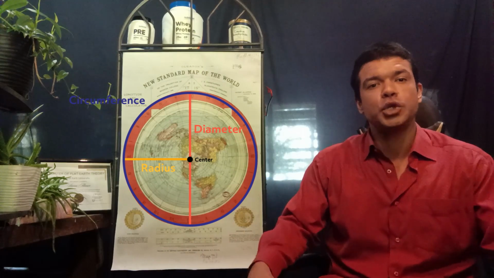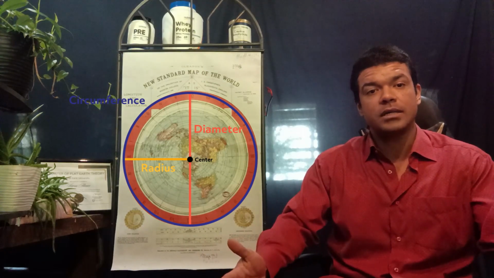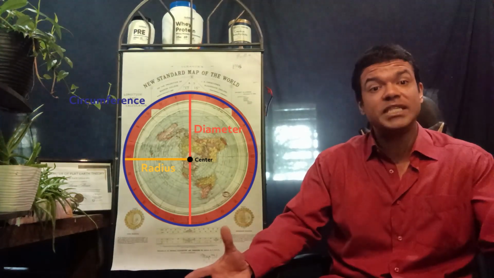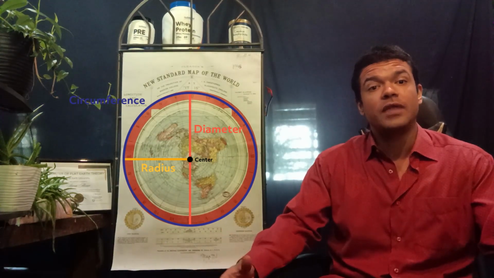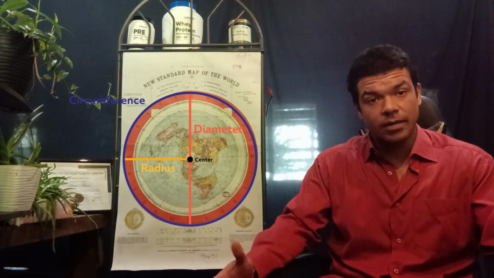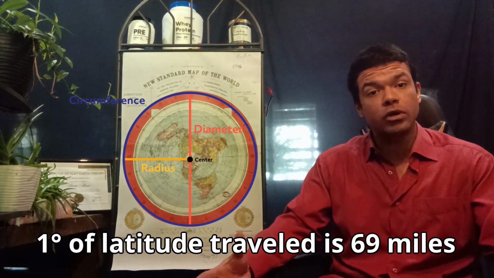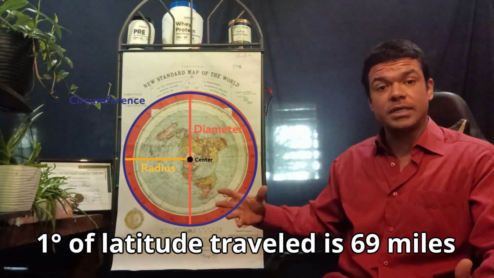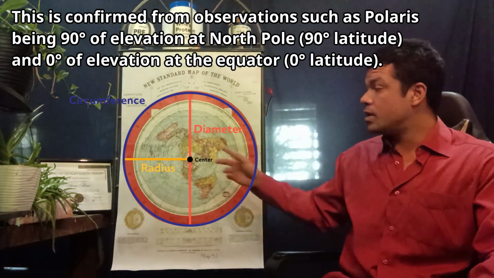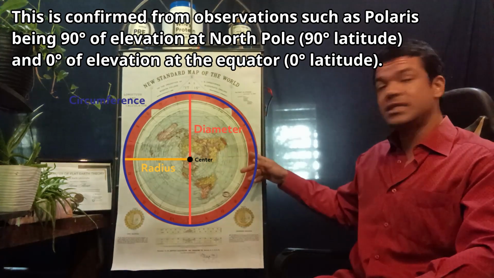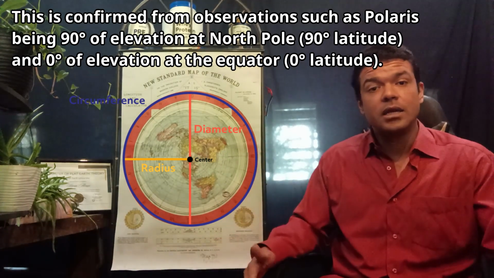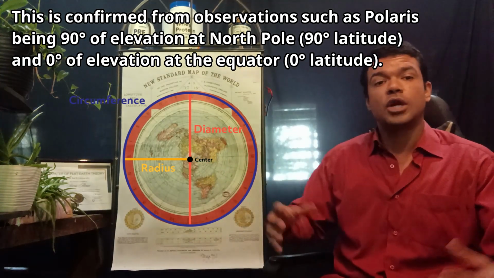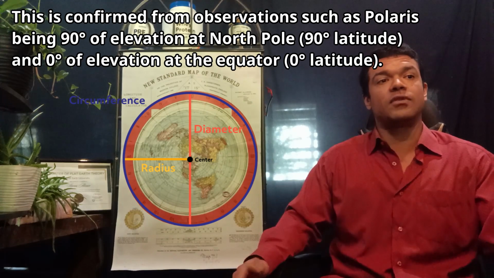Now, latitude is not debated amongst flat Earth or the globe. We know that for every degree of latitude you travel, that is going to be equal to 69 miles. Going from the North Pole to the equator, that would be 90 degrees of latitude. And then if you continued from the equator to the South Pole, that would be another 90. So we know that from the North Pole to the South Pole, there's 180 degrees of latitude.